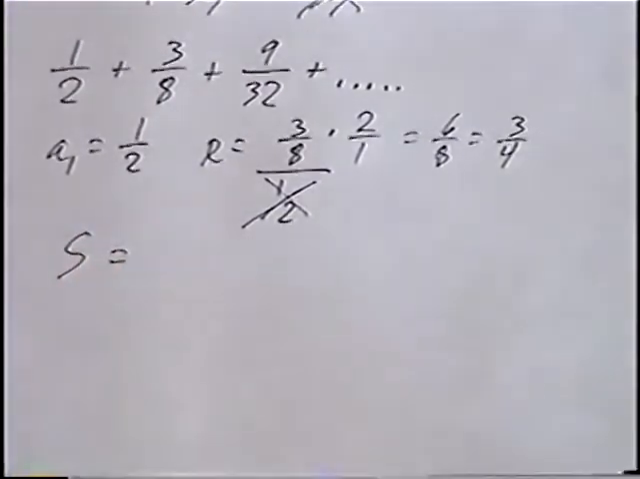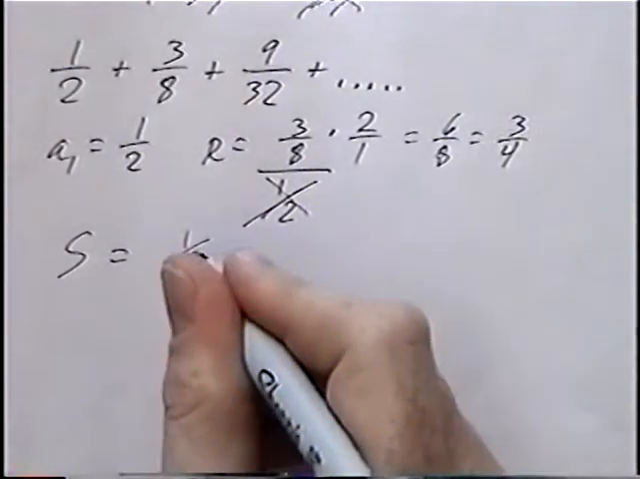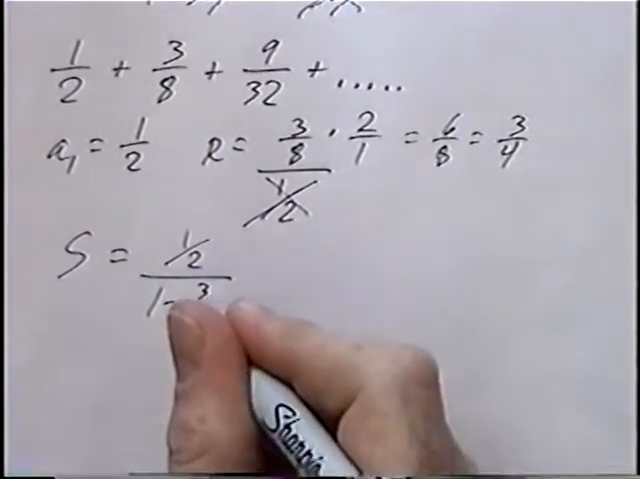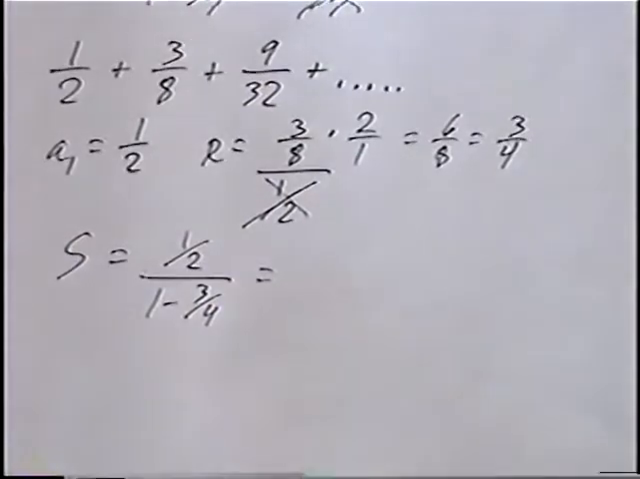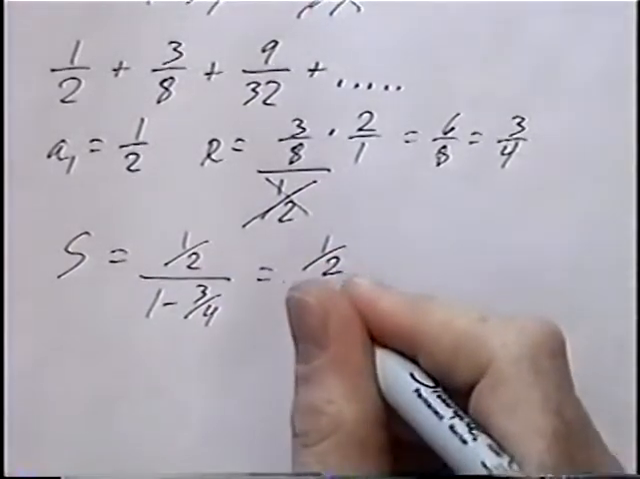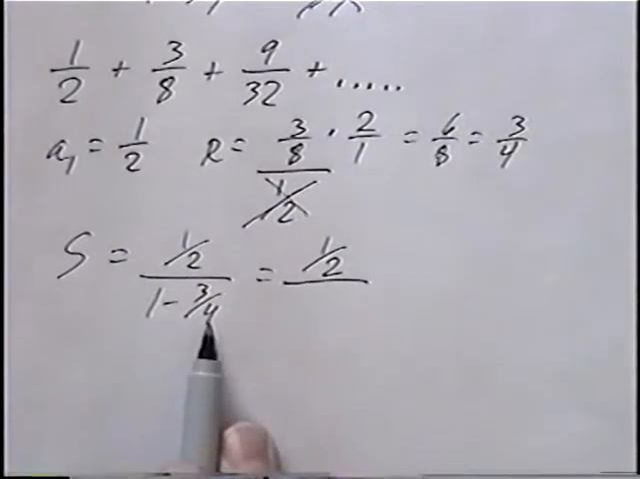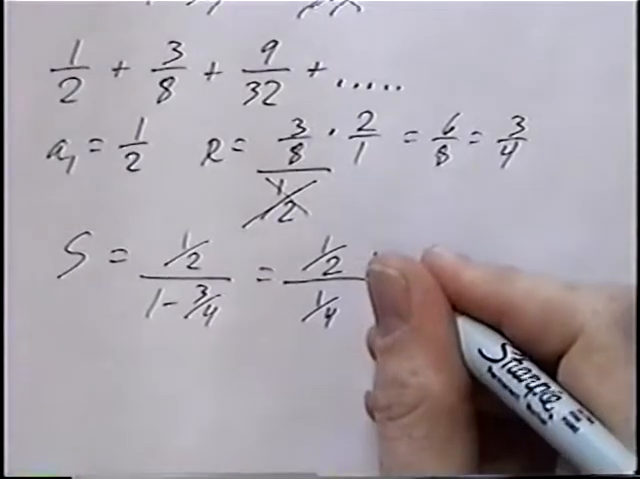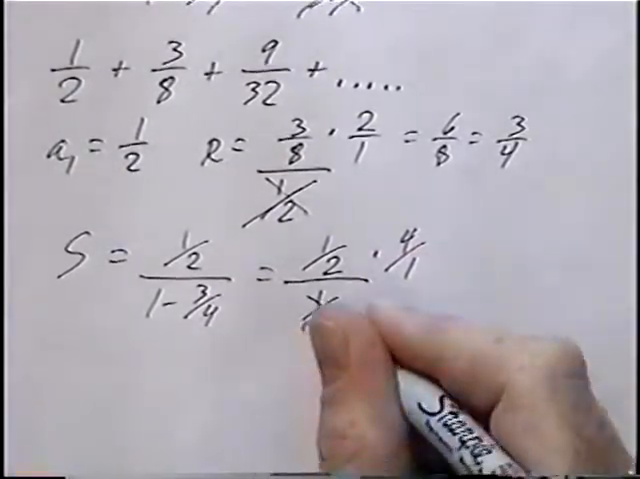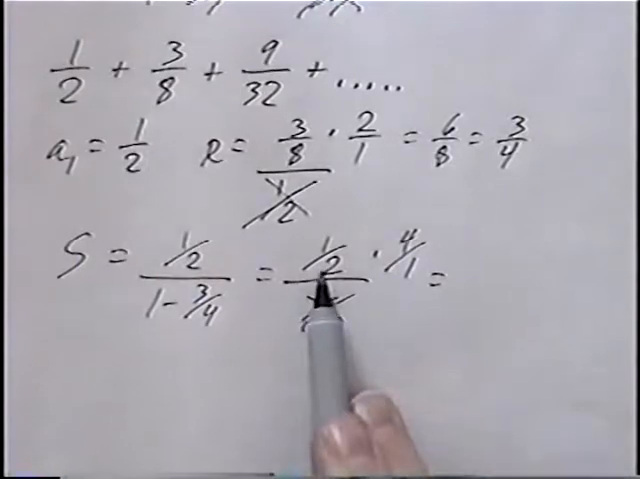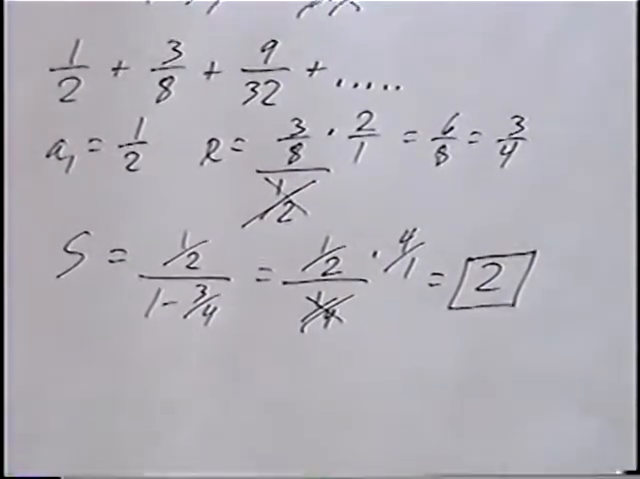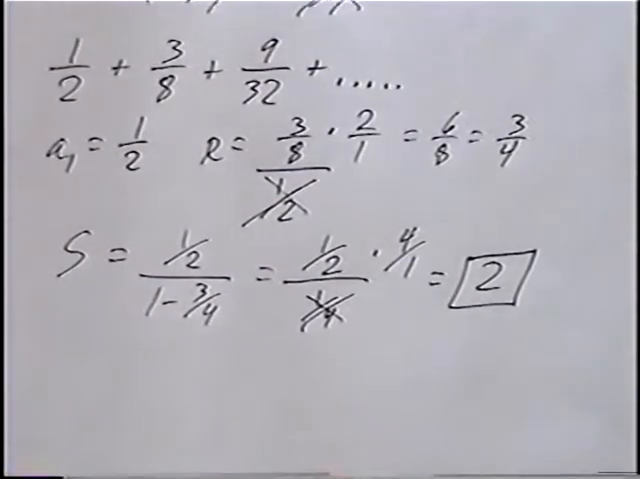Using the equation, the sum of all the terms in the infinite geometric sequence, a sub 1 would be 1/2 divided by 1 minus r, or 1 minus 3/4. 1/2 would stay the same. 1 minus 3/4 would be 1/4. And we can multiply by the reciprocal, which will give us 4 over 2, or just 2. So the sum of all the terms in this sequence would equal 2.